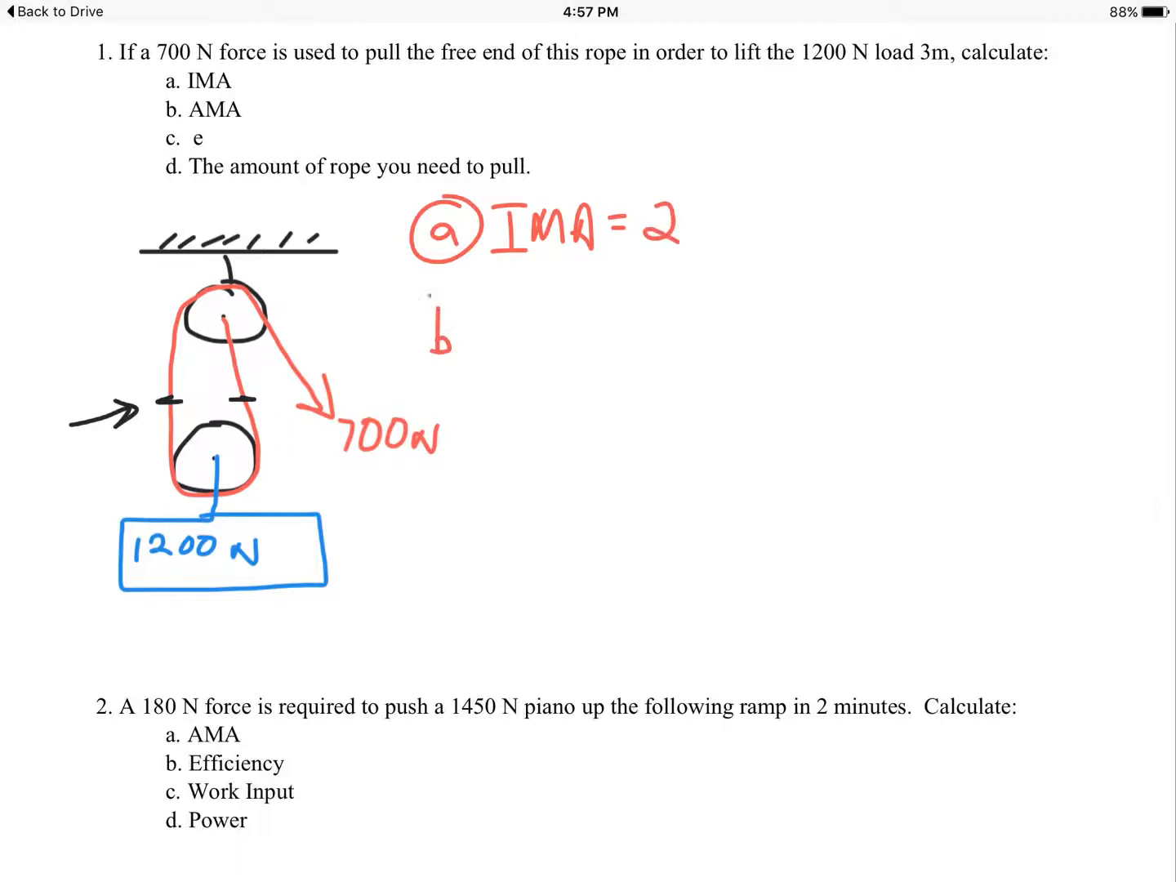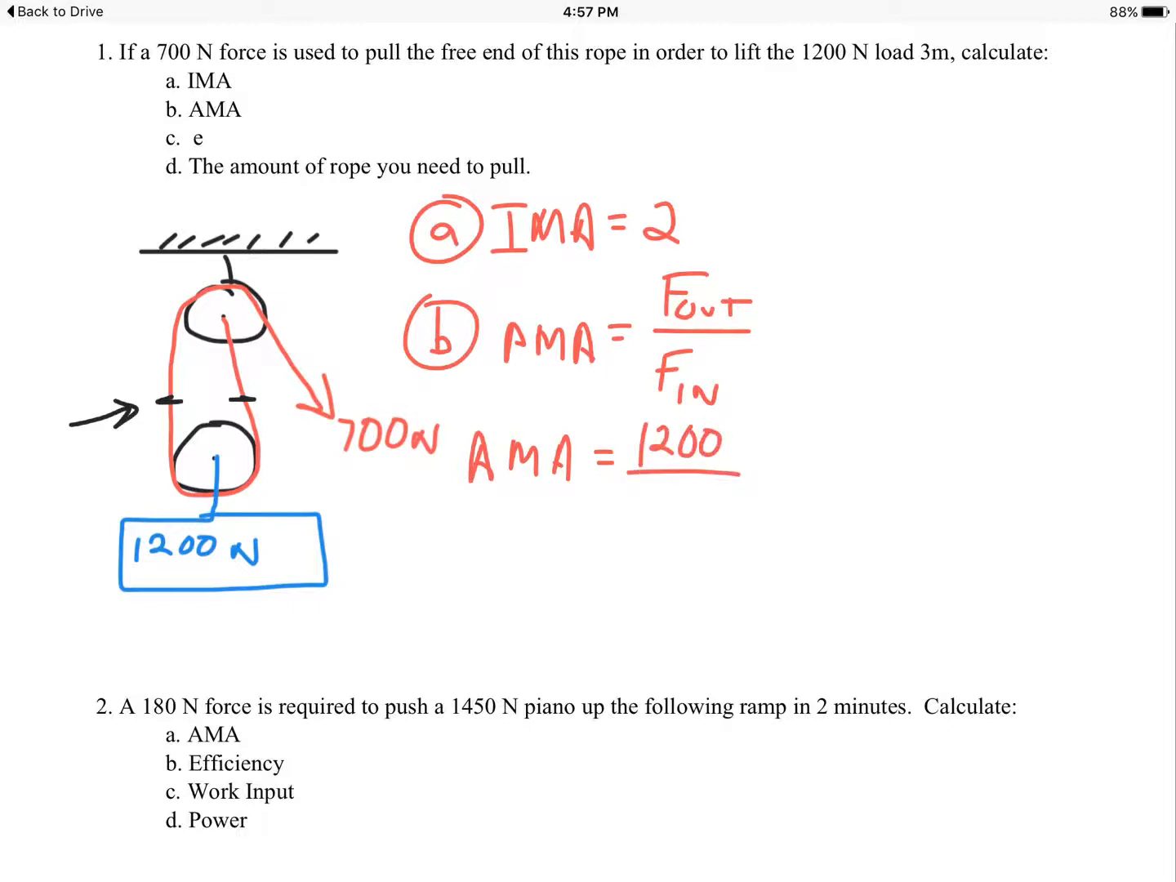Part B, we have to calculate then actually the AMA. The AMA, if you look at the previous page, is the force output divided by the force input. The AMA here is, once again, the force output is what you're lifting, your load. In this case, it's 1,200 newtons, divided by your input, or your effort, 700 newtons. The newtons will cancel out, and the AMA here comes out to be 1.7.